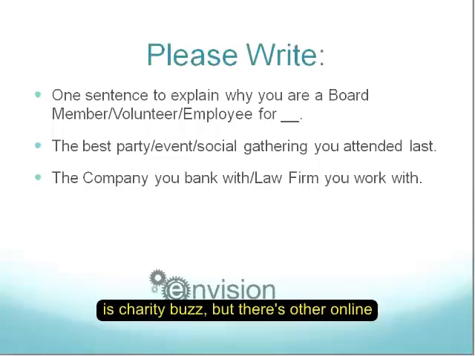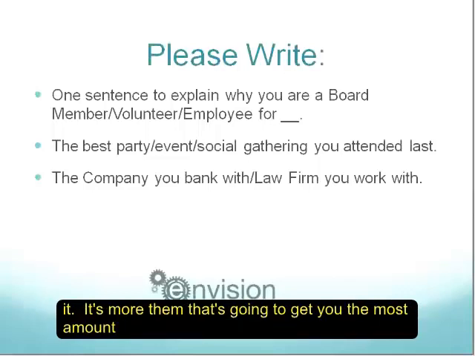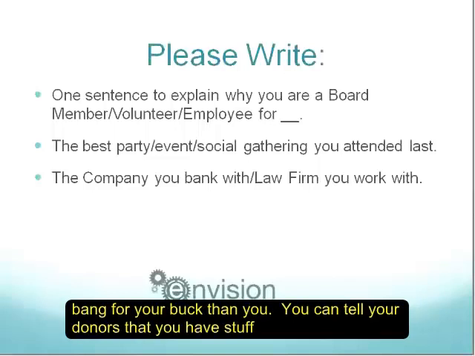In terms of online options, the one that I use is CharityBuzz, but there are quite a few other online options or services out there. Look up CharityBuzz, take a look at what they do, and then you can Google it and see what other companies are out there. It is more them that's going to get you the most bang for your buck than you.